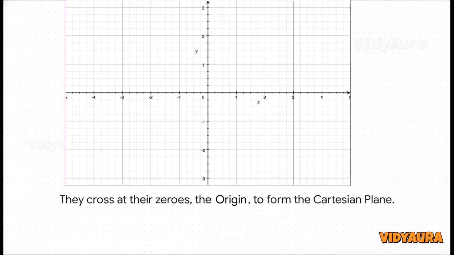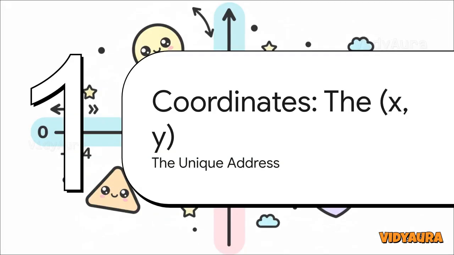And here, this is the brilliant part. We make these two lines intersect, or cross, right at their zeros. See that? And bam! This grid we've just created is called the Cartesian plane. That special point right in the middle where they meet, the 0, 0 spot, has a name too, the origin. Okay, so we've built this amazing grid. Now what? Well, how do we actually use it to give every single point on this page its very own unique address? Let's figure that out.